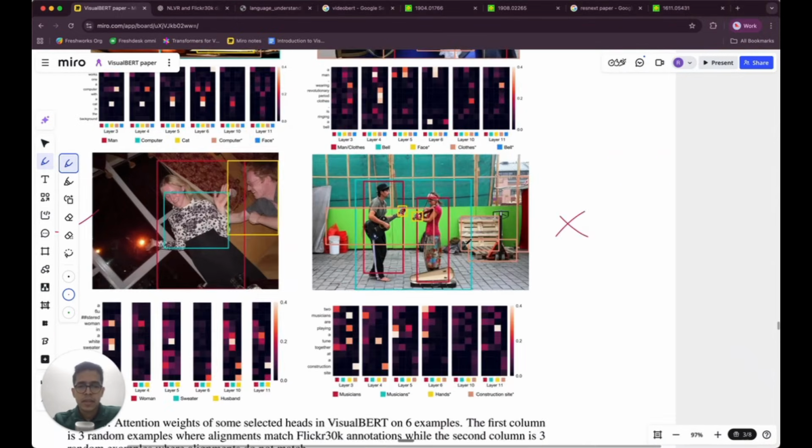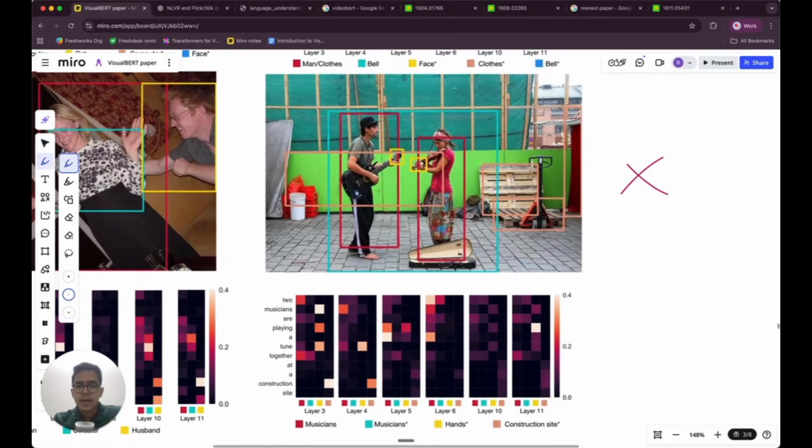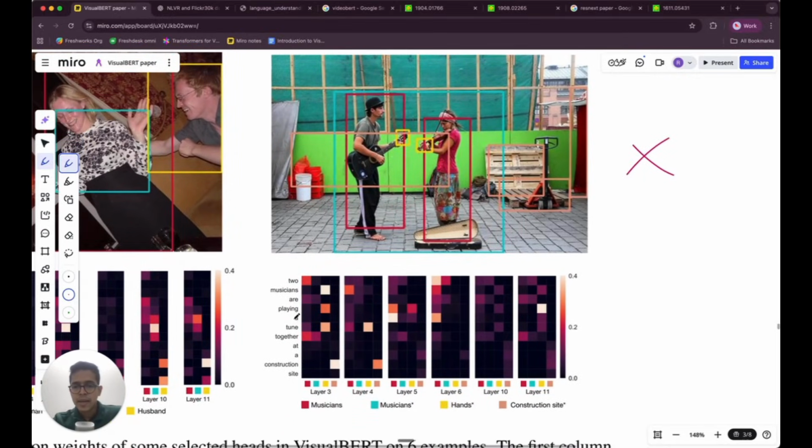Let us pick this example. Here, 2 musicians are playing a tune together at a construction site. Now, 2 musicians should be a red box. So is there good alignment? Musicians is the word. Ideally, it should be correlated with the first column. It is correlated in layer 4, in layer 5, in layer 6.